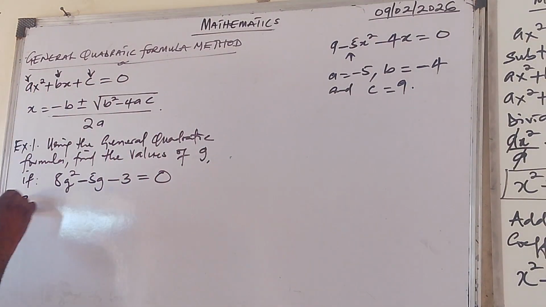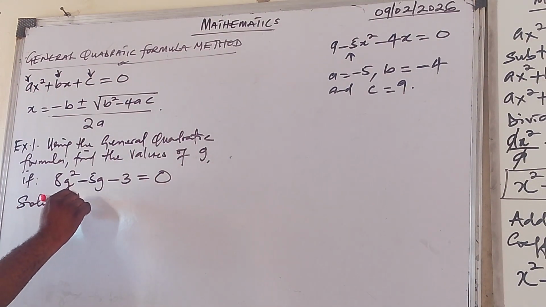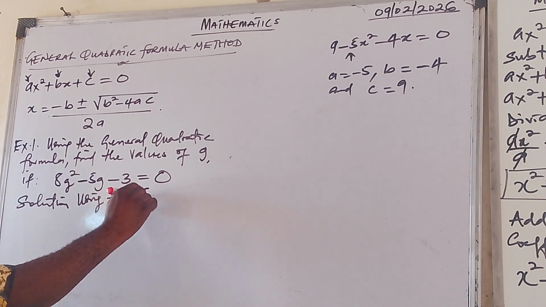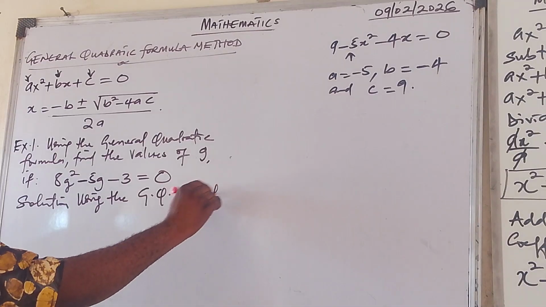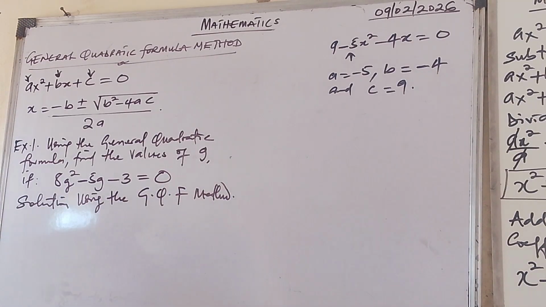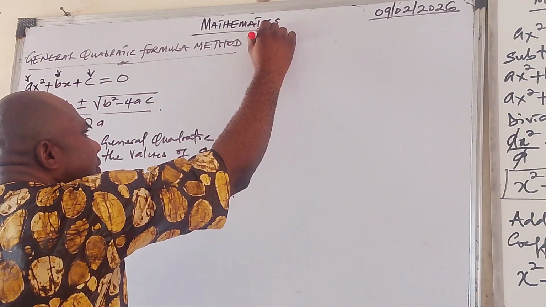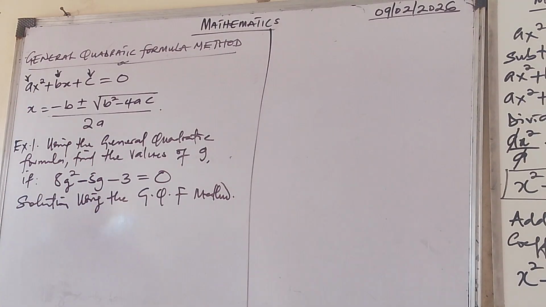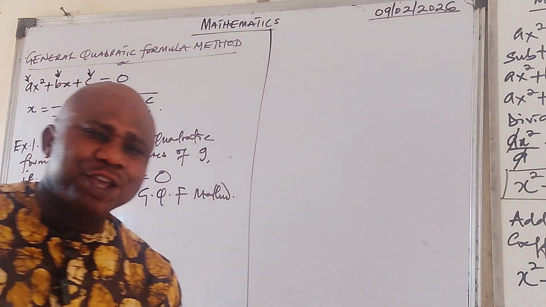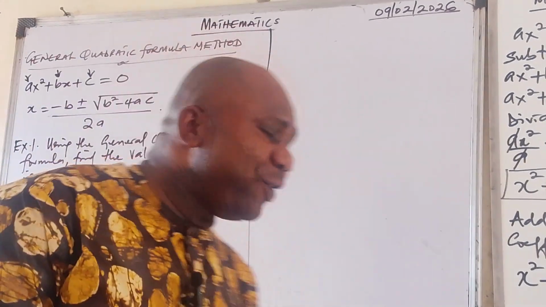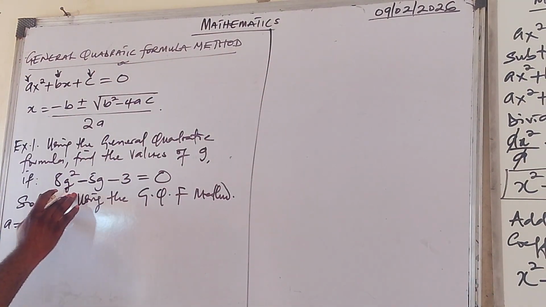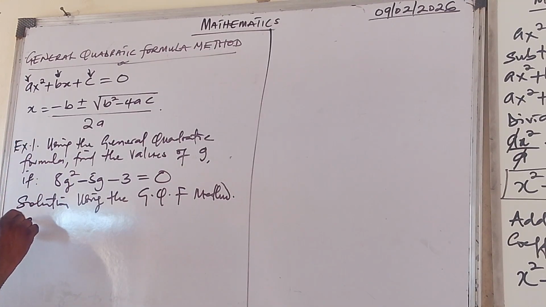Solution. Using the general quadratic formula method, the first step is to identify the values of a, b, and c. So here we have a. Remember we said a is attached to x squared, so a is the coefficient of x squared. In this case, what is attached to g squared is 8. So the value of our a is 8.